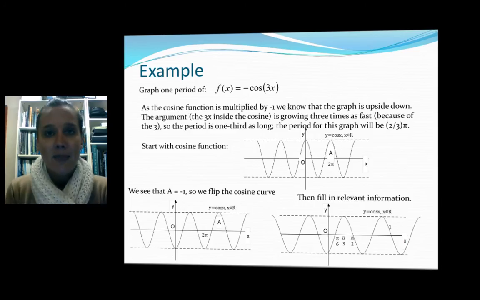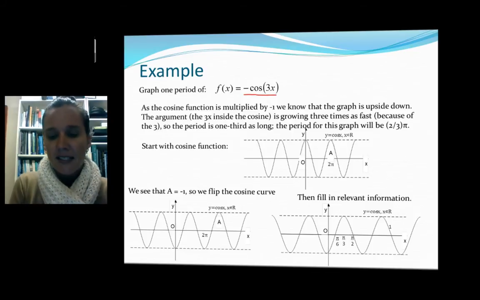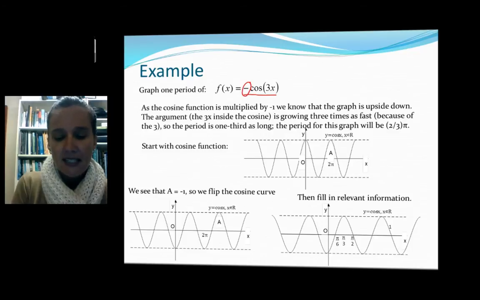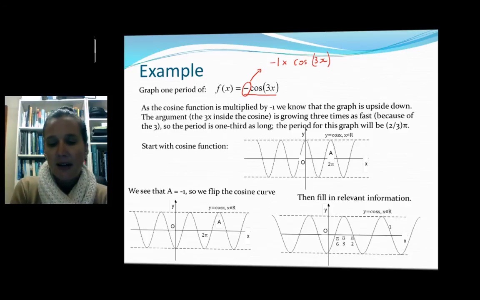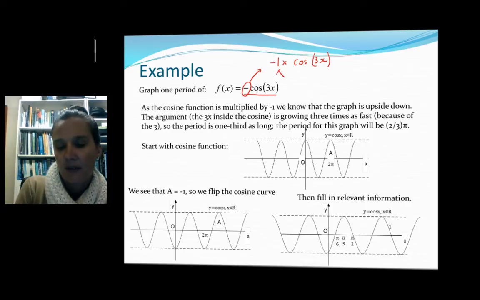Looking at an example, we want to graph one period of the function f of x is equal to negative cosine 3x. The first thing we want to think about is this negative. It means negative 1 times the cosine of 3x. So negative 1 is our amplitude.